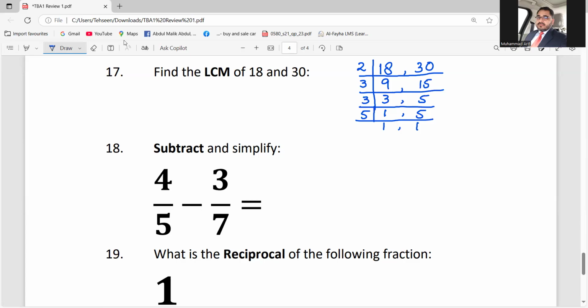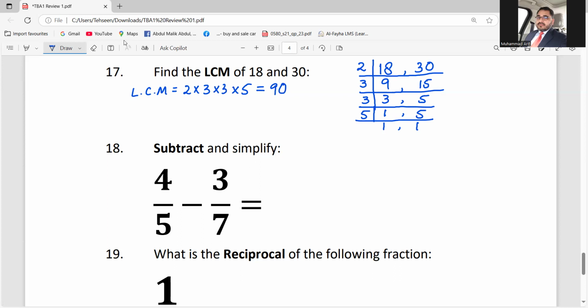All the numbers at the left we need to multiply. For the LCM, we need to multiply all these numbers at the left, these prime numbers. We need to take the product of these numbers. 2 multiply 3, multiply 3, multiply 5. 2 multiply 3 is 6, 6 multiply 3 is 18, 18 multiply 5 is 90. 90 is the LCM.